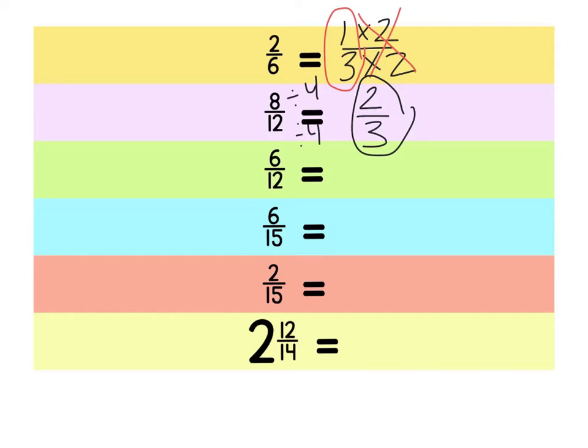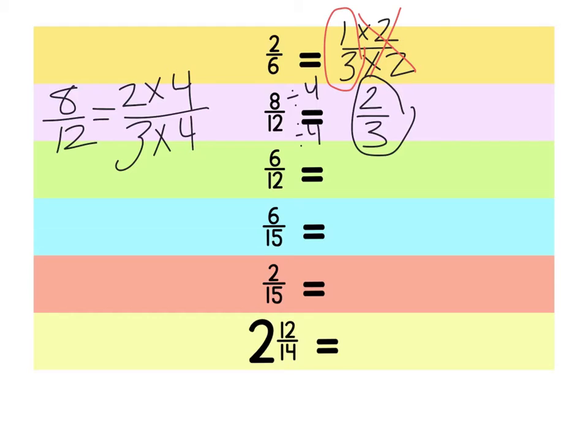The other strategy we can use for 8/12 is think of what two numbers can be multiplied together to get 8 and 12. Well, I think of 2 times 4 equals 8, and 3 times 4 equals 12. I cross out the times 4, the two numbers that are the same, and 8/12 is equivalent to 2/3. Same answer. Next, I have 6/12.